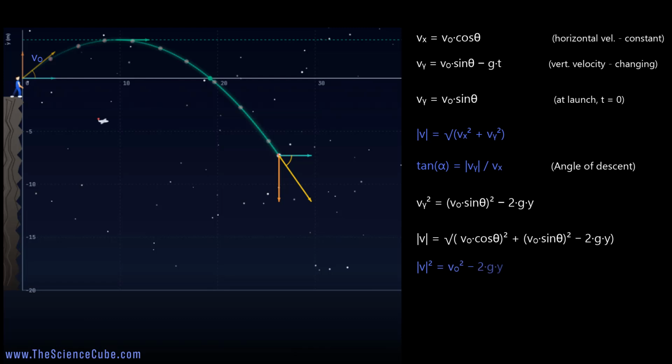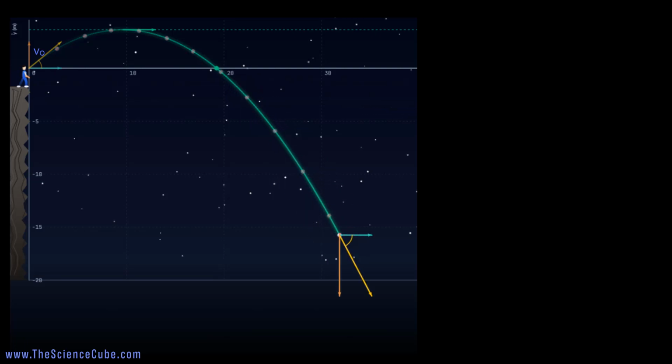Magnitude of V squared equals V0 squared minus 2 times g times y. Now, the final piece: the projectile has flown its arc, it's coming down, and now it's about to hit the ground. Not the ground at launch height, the ground h meters below. What's its landing speed? What's its landing angle?